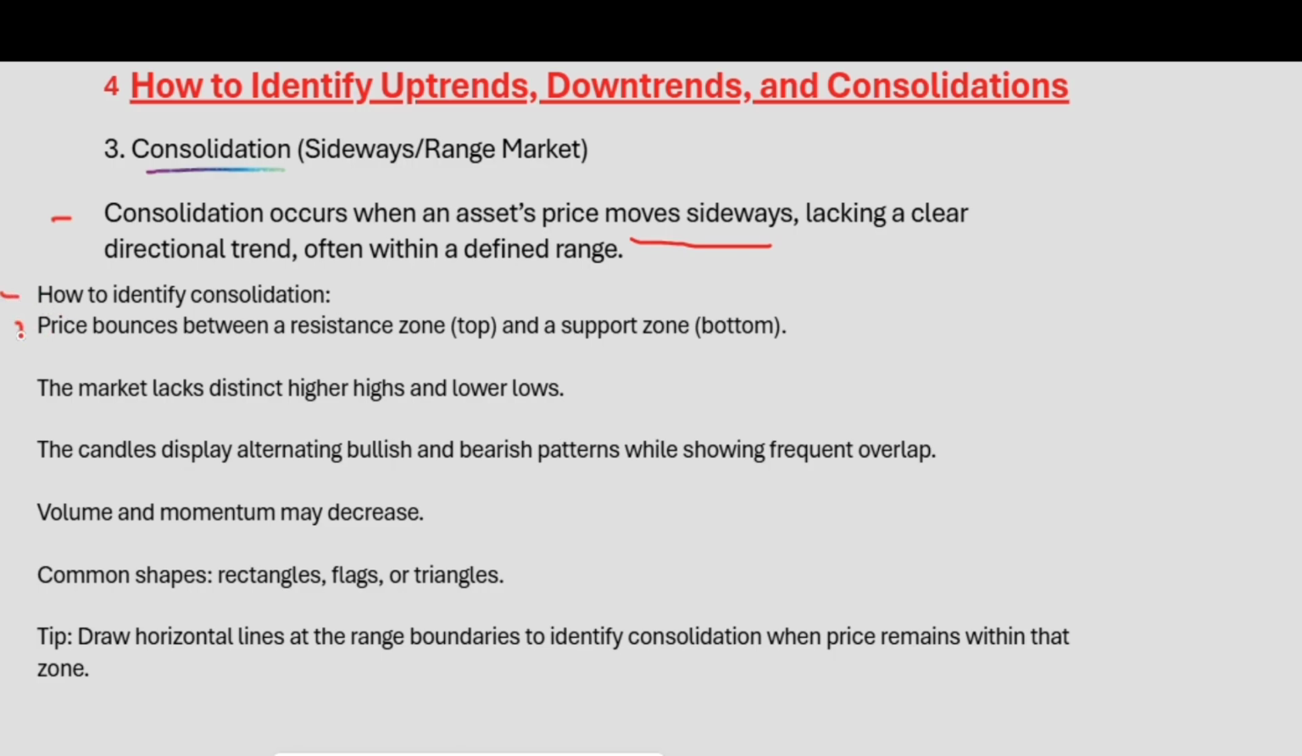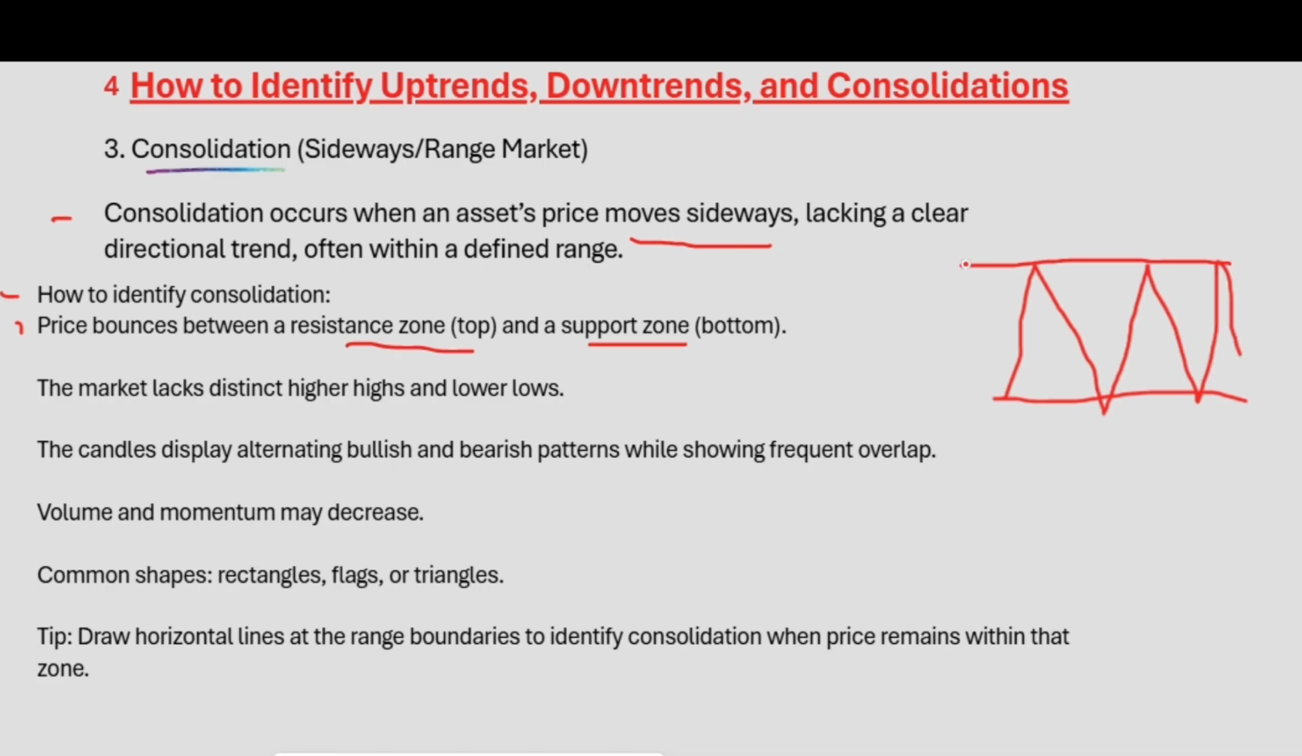Number one, price bounces between a resistance zone, which is the top, remember when we said the ceiling, and a support zone, the bottom, remember when we talked about the floor. Like this. You have the ceiling, resistance zone, and you have the floor, the support zone. Price bounces from resistance to support zone, and again, and again, and again. This is what is called consolidation.